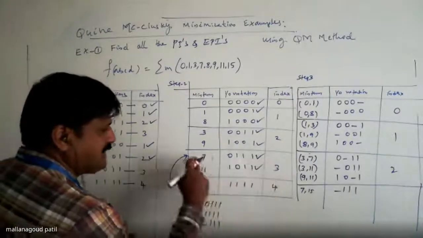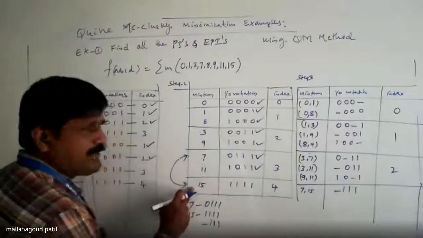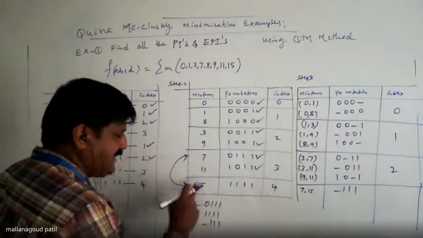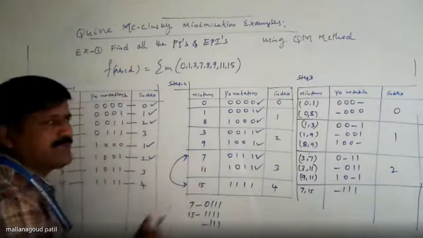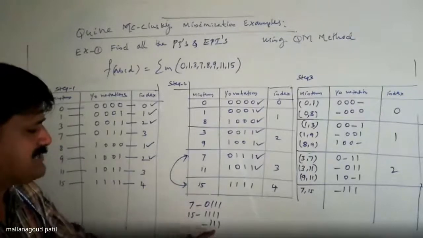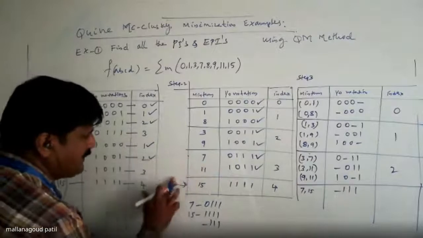7 and 15 means index 3 and index 4. We were supposed to take 7, not 3. But we took 3, that is wrong. 7 and 15 you take because first minterm in index 3 is 7, then first minterm in index 4 is 15. These two are logical adjacent. Representation will be dash 111. We have written. Next, index 4 only one minterm is there.